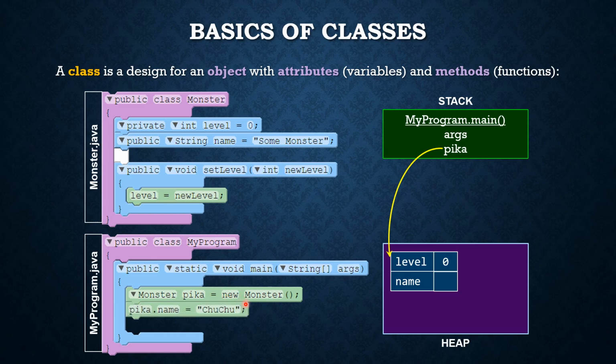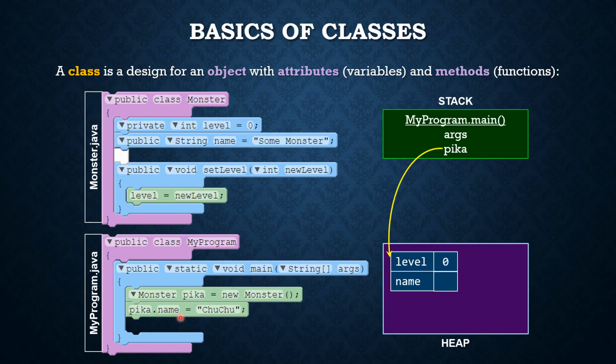Now you can change the values of this monster object that you just created. You can access the instance variables by using this dot operator. So in this case, if I want to change the name of this monster from some monster to choo choo, I can just use pika.name and set it to choo choo. So this will change the name to choo choo.